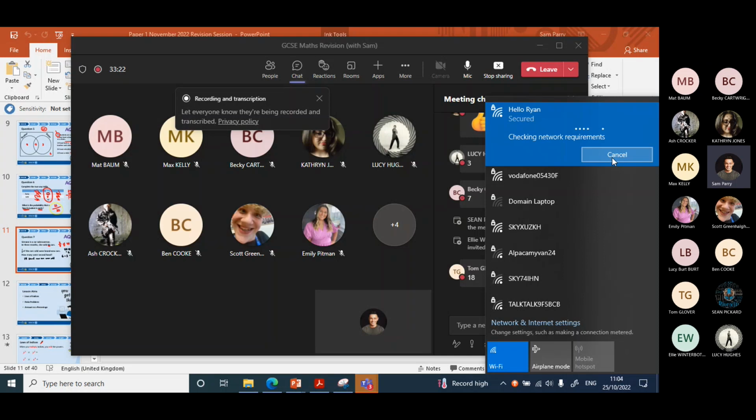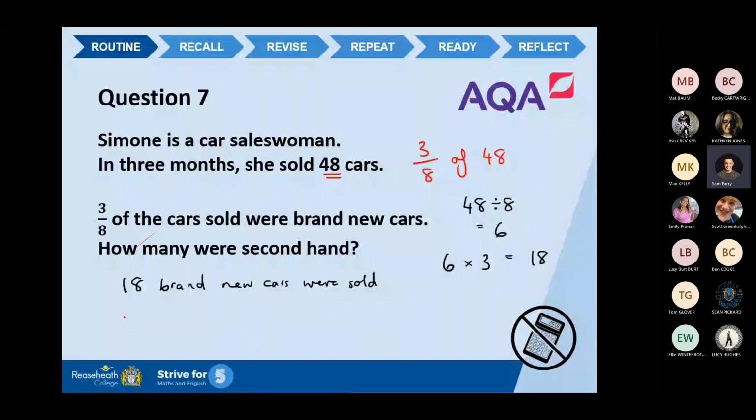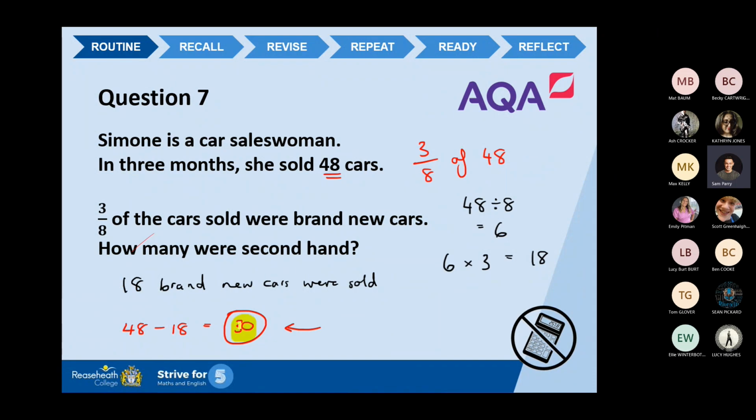So she sold 48 cars. 18 of them were brand new. So if we do 48 and subtract the 18 that we know about, we're going to be left with 30 cars. So 30 cars were secondhand. Now, I made the assumption there that you guys are all familiar with cars and that if they're not brand new, they're secondhand or pre-owned. But hopefully that didn't stump too many of you in terms of the question.